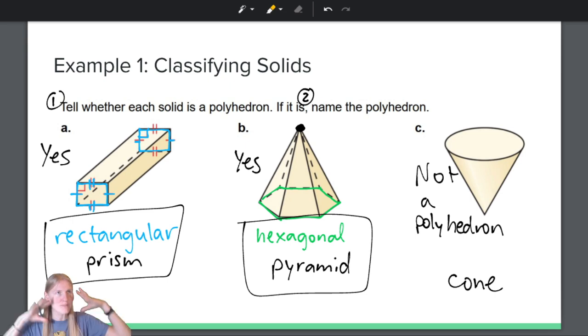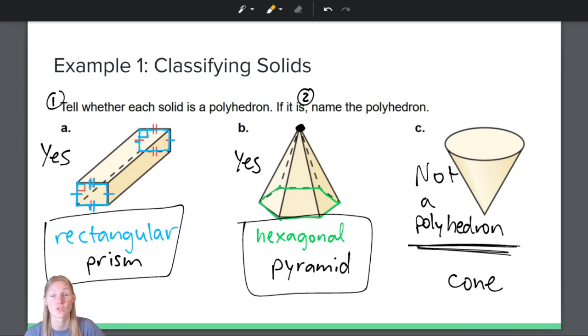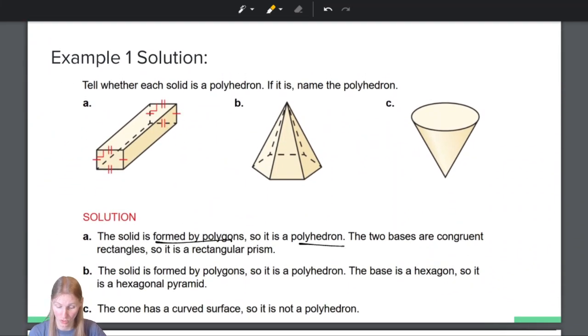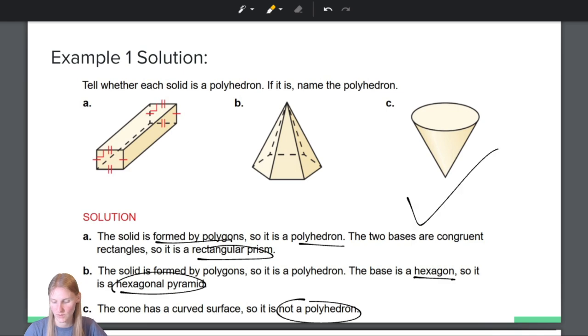Chapter 11 is a big, big bundle of fun where we're going to learn about every shape, almost every shape. So this is not a polyhedron, it is a cone. All right, let's check and make sure that we are correct. Formed by polygons, so it is a polyhedron. Bases are rectangles, so rectangular prism. Polygons, polyhedron. Base is a hexagon, so it is a hexagonal pyramid. The cone has a curved surface. Curves are the key, so it is not a polyhedron. Awesome. Hooray, we were correct.